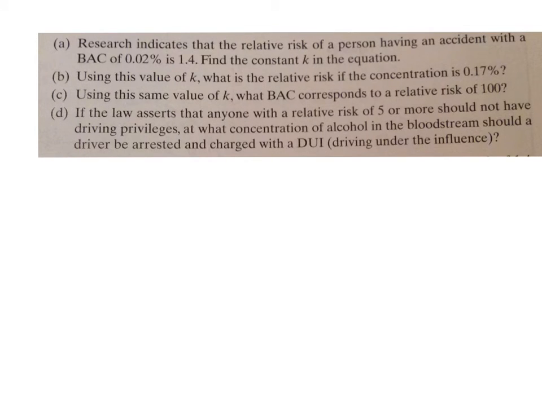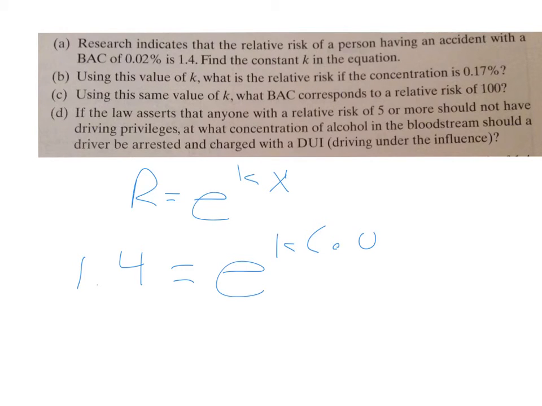Now, I have a 4-part question for you. It says research indicates that the relative risk of a person having an accident with a blood alcohol content of 0.02% is 1.4. Find the constant k in this equation. So, you can take the relative risk of 1.4 and plug it into your equation. Remember, this is your equation, e to the k times x. So plug 1.4 in for r. You have e raised to the power of k times our blood alcohol content of 0.02%.